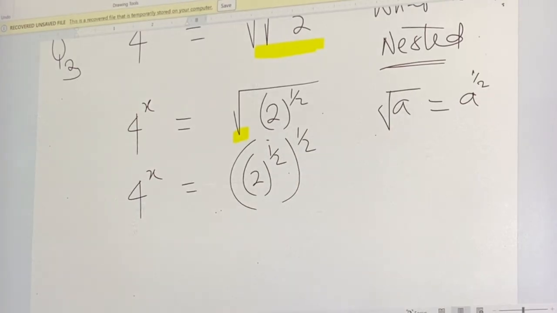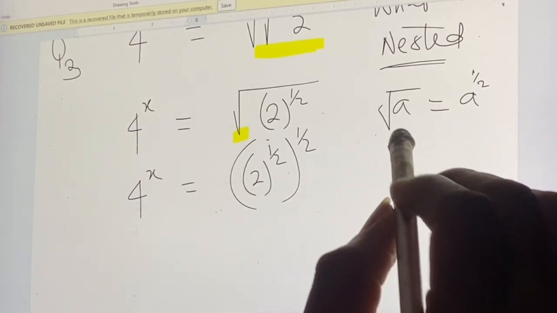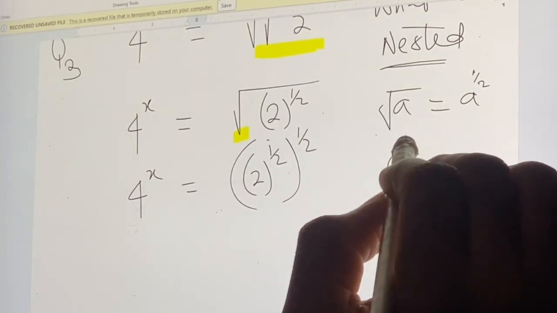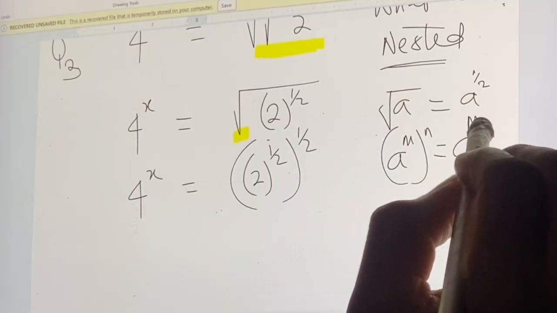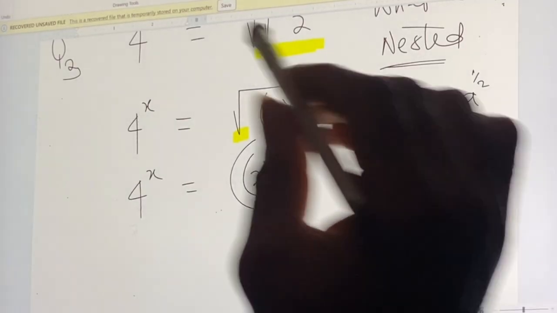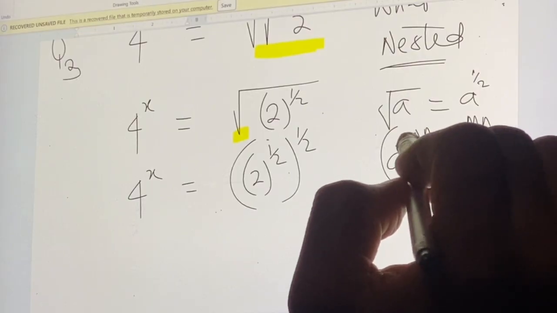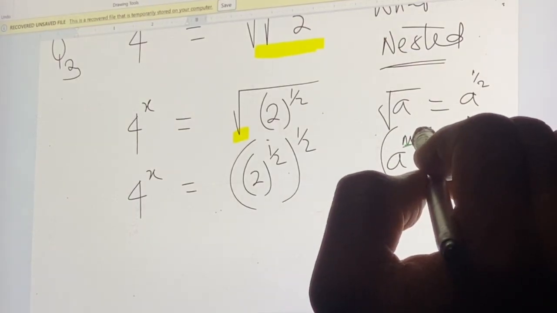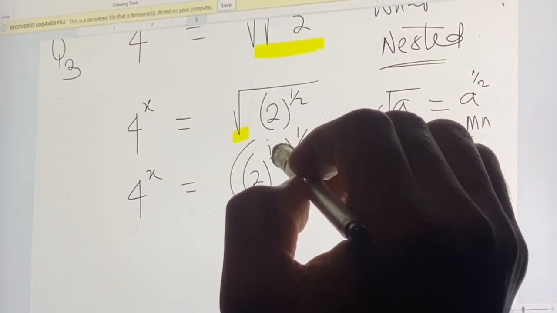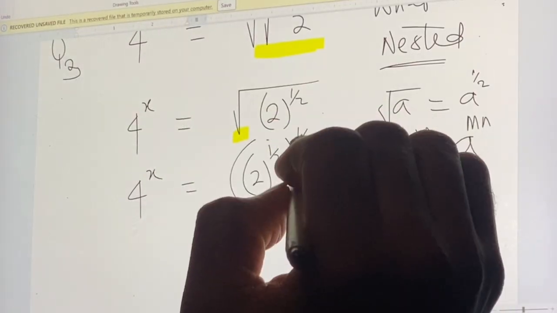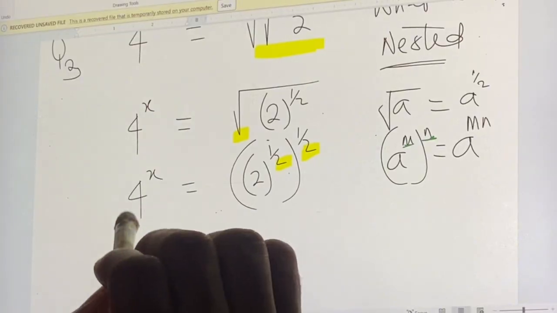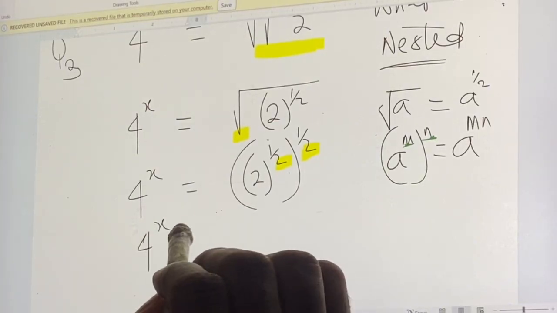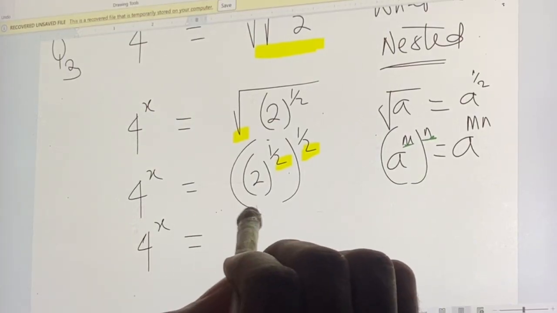Please take note. So let's multiply here from the power law of indices. If you have a raised to the power of m, all raised to the power of n, it is the same as a raised to the power of mn. So I'll multiply this power by this power. Let's apply the same thing here. I'll multiply this 1 over 2 by this 1 over 2. When you do that, we'll have 4 raised to the power of s is equal to 2 raised to the power of 1 over 4.